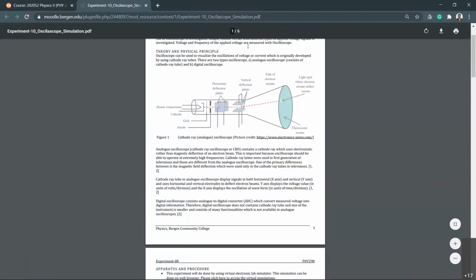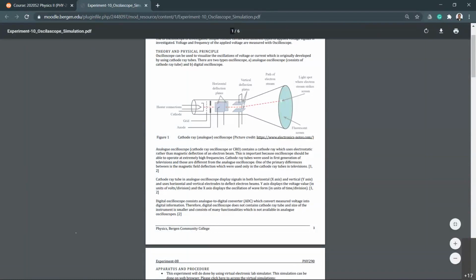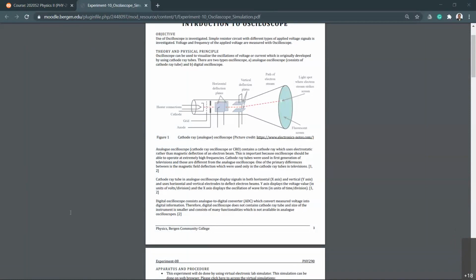Right here it says the heater connection, left-hand side, very edge point. At that point it actually creates the electron beam. Then you accelerate the electron beam and bend it according to the potential applied on this horizontal plate and the vertical plate, right?